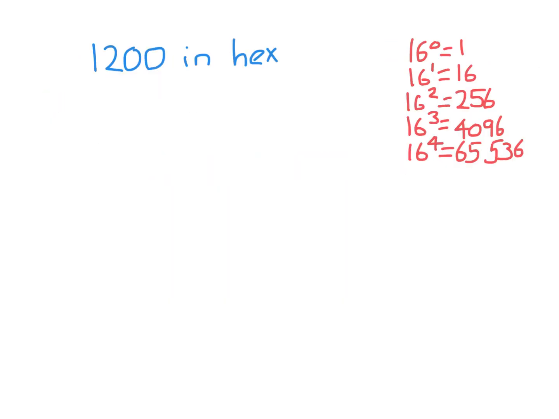All right, let's now look at going the other way. So we're going to convert 1200, a decimal number, into hexadecimal. So how do we do that? Well, we know that 1200 is between 256 and 4096. So we're actually going to need 3 hexadecimal digits to represent this. So we just have to figure out which number goes in each column. We need to figure out how many lots of 256, how many lots of 16, and how many lots of 1 can be written.